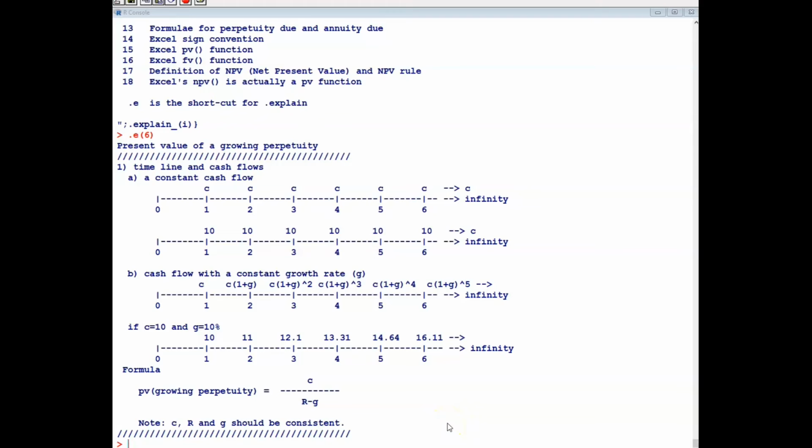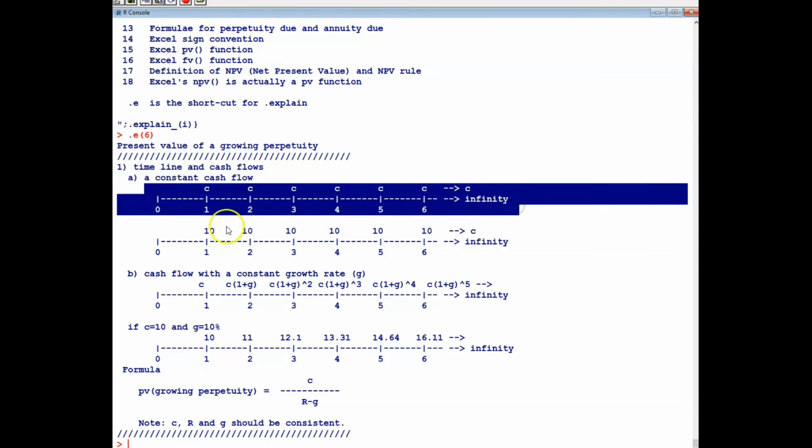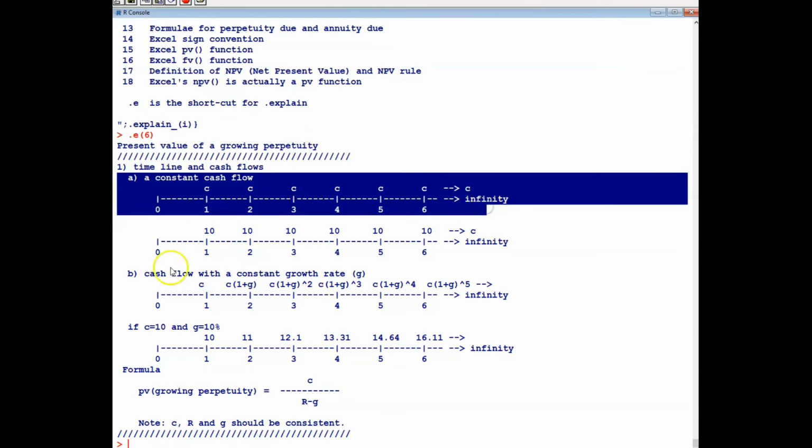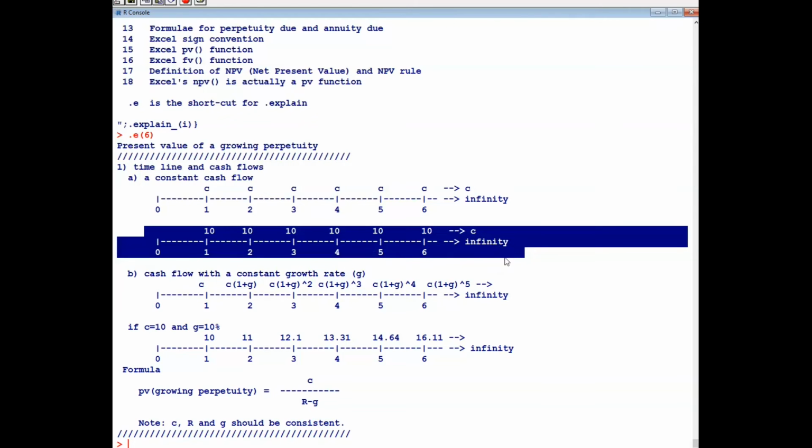Topic number 3, present value of growing perpetuity. I'm going to show the timeline and the cash flow. So this is the constant cash flow we discussed. At the end of the first period, the same cash flow C, C, C, at the same interval. The first cash flow happens at the end of the first period, forever. A typical example: $10 at the end of the first period, another $10 at the end of the second period, and continue this way.